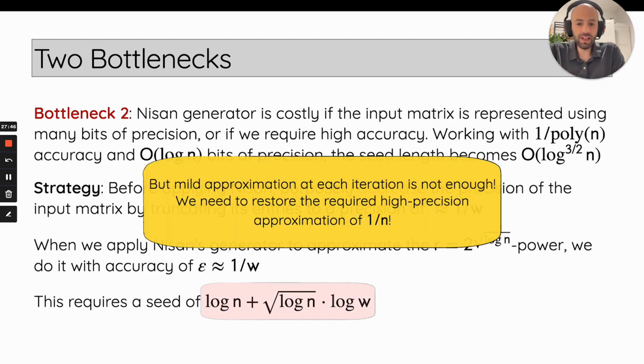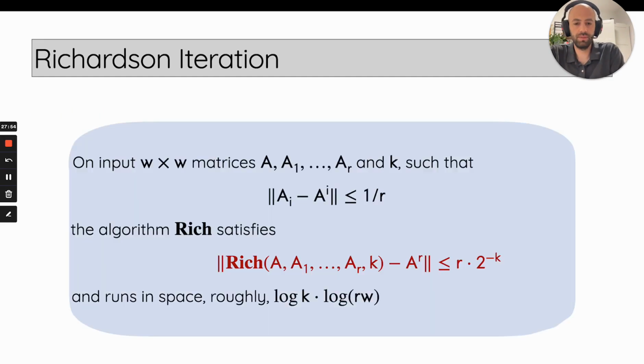But mild approximation at each iteration is not enough. We really need the high precision approximation of 1 over n. So what do we do? We use Richardson iteration. The way we use it is in the following form. Suppose we have W by W matrices A, A1 up to AR, such that each Ai is some 1 over R approximation of A to the i. So it's only a very mild approximation.